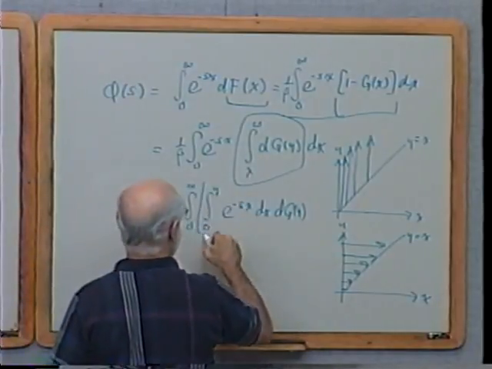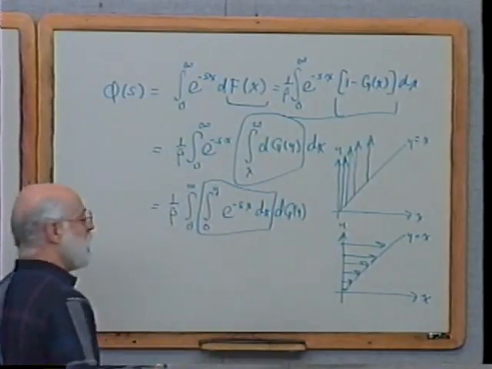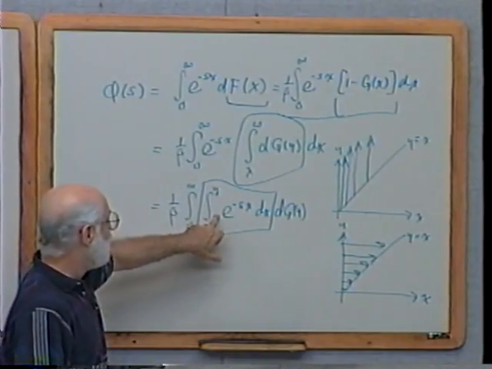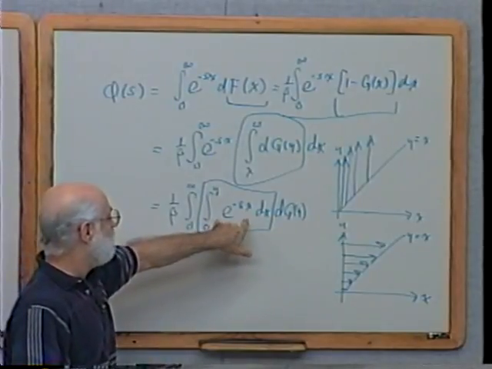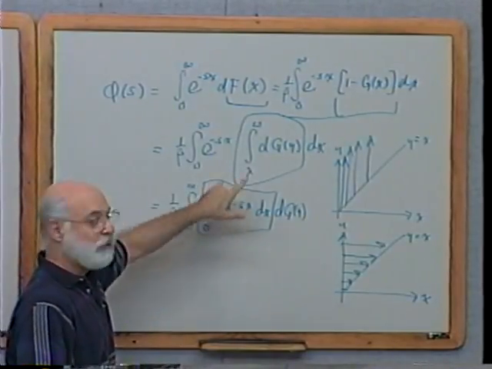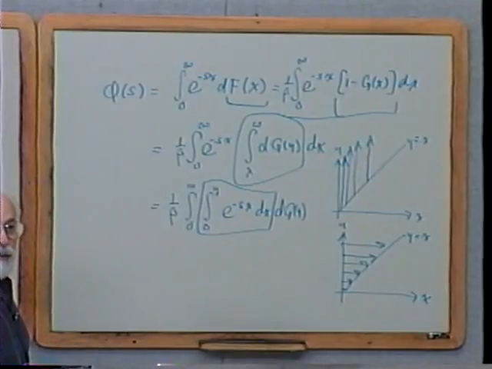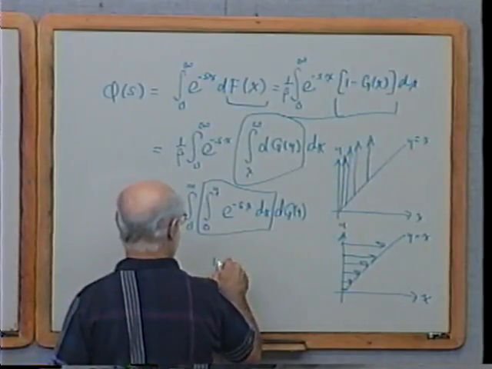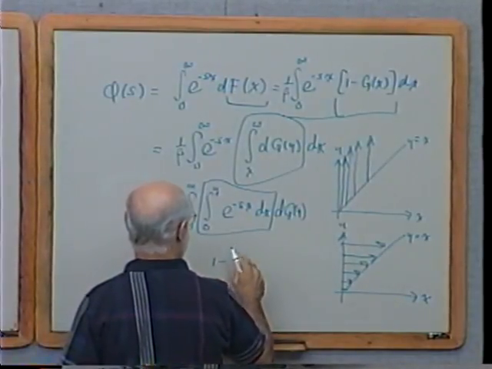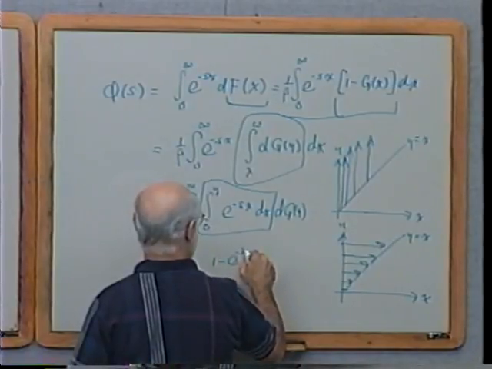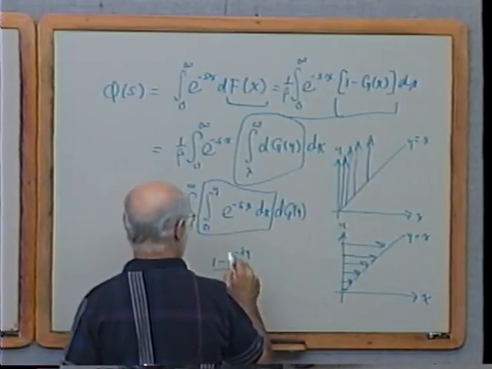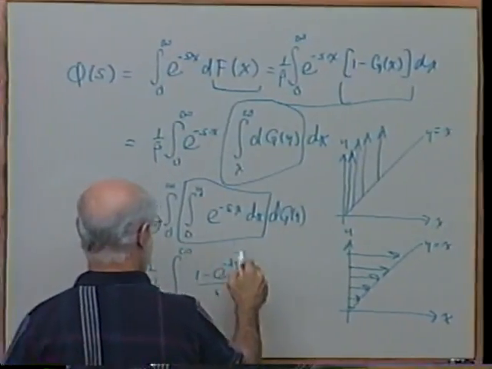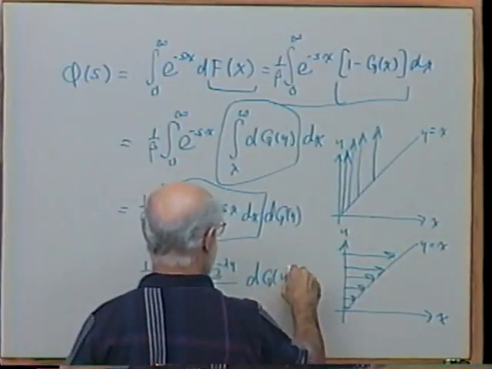Okay, now this piece is easy. It's an ordinary Riemann integral. And in fact, this is an exponential. So if there were an s here, this would be the integral of the density function of an exponential with parameter s from 0 to y, which would be the probability that the random variable would be less than y. So that integral is equal to 1 minus e to the minus s y, divided by s. That's the integral. Then I have my 1 over beta integral from 0 to infinity dg of y.